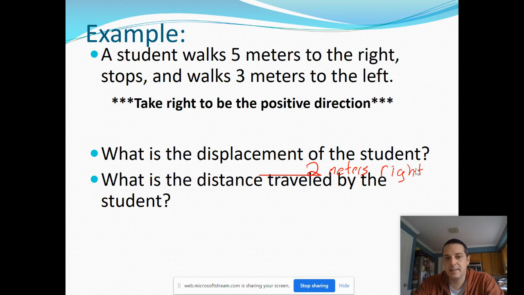The next thing they ask is what's the distance traveled by the student. Here we don't really care about where you start or where you finish, but how far you've actually gone in total over the ground. If you walk 5 meters to the right and 3 meters to the left, you've covered a total of 8 meters. That is your distance.